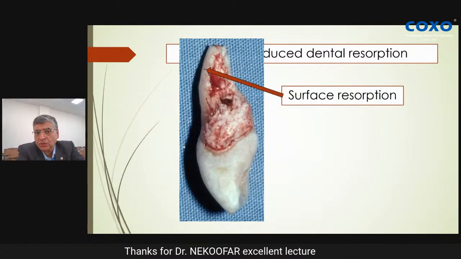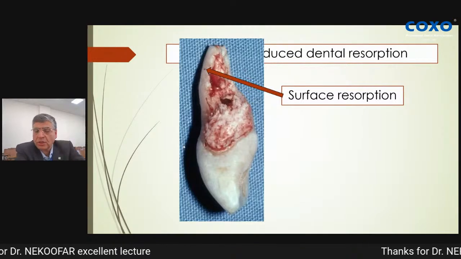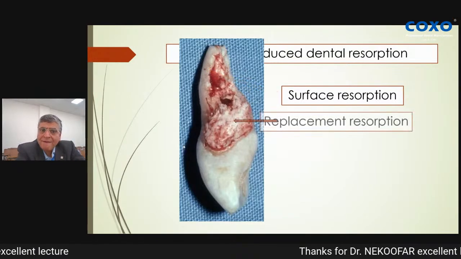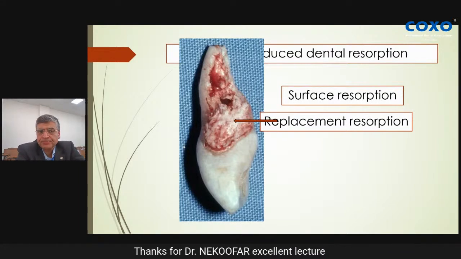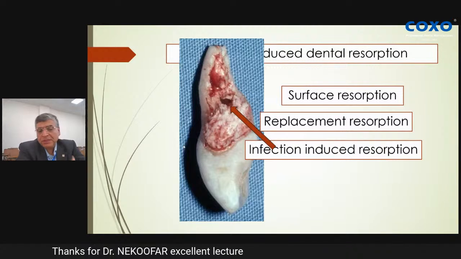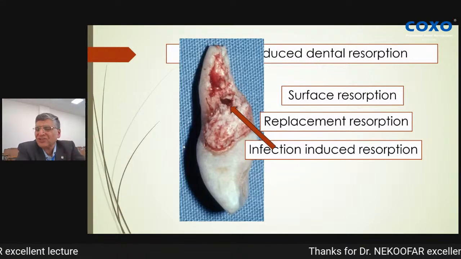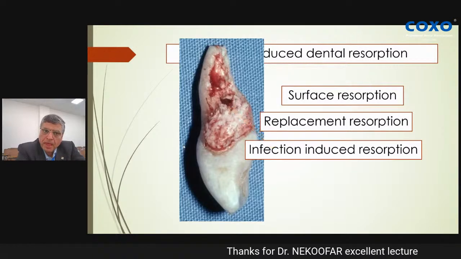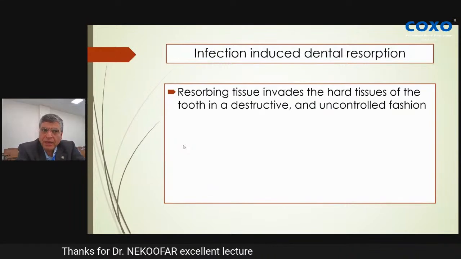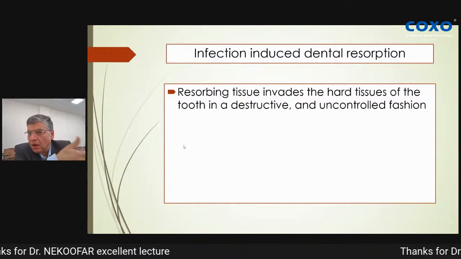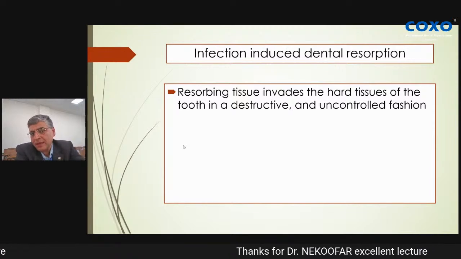We got this extracted tooth. It has surface resorption, maybe from the initiation of the orthodontic treatment. We have replacement resorption here, which is not good, but not too bad. But we have infection-induced resorption, which is not treatable most of the time, and also we have perforation because of the resorption. Resorbing tissue invades the hard tissues of the tooth in a destructive and uncontrolled way.